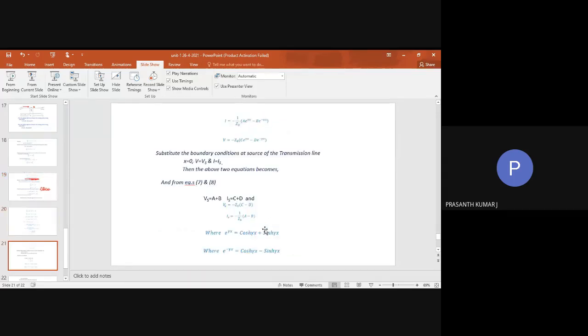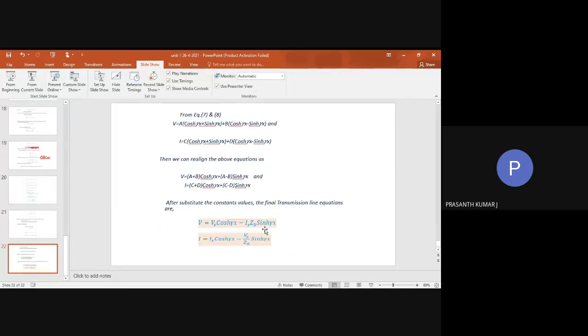This is important. And last, V equal to Vs cosh(γx) minus Is Z0 sinh(γx), and I equal to Is cosh(γx) minus Vs by Z0 sinh(γx). So these equations are important when you are doing the derivation.